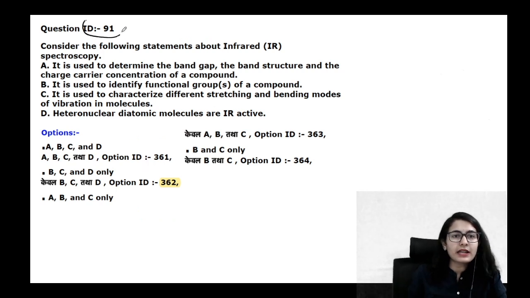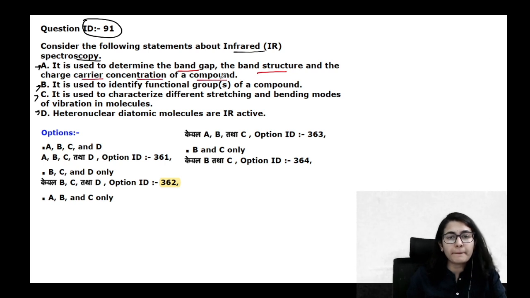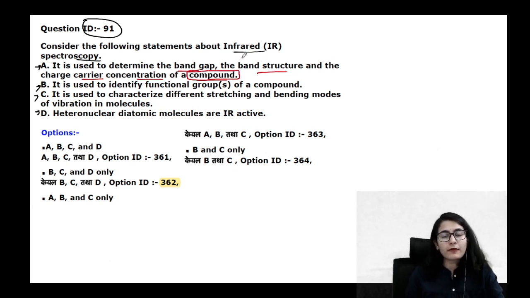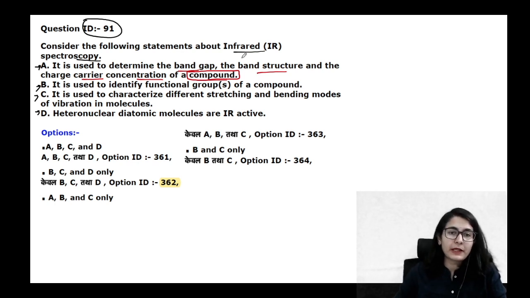Moving onward, question ID 91. Consider the following statements about infrared spectroscopy. Now the thing is, there are 4 options, A, B, C and D. Which one is correct? That is asked. Option A: it is used to determine the band gap, the band structure and the charge carrier concentration of a compound. For a particular compound, these things are not discussed through IR. They might be discussed from UV-visible spectroscopy, but not from IR spectroscopy.